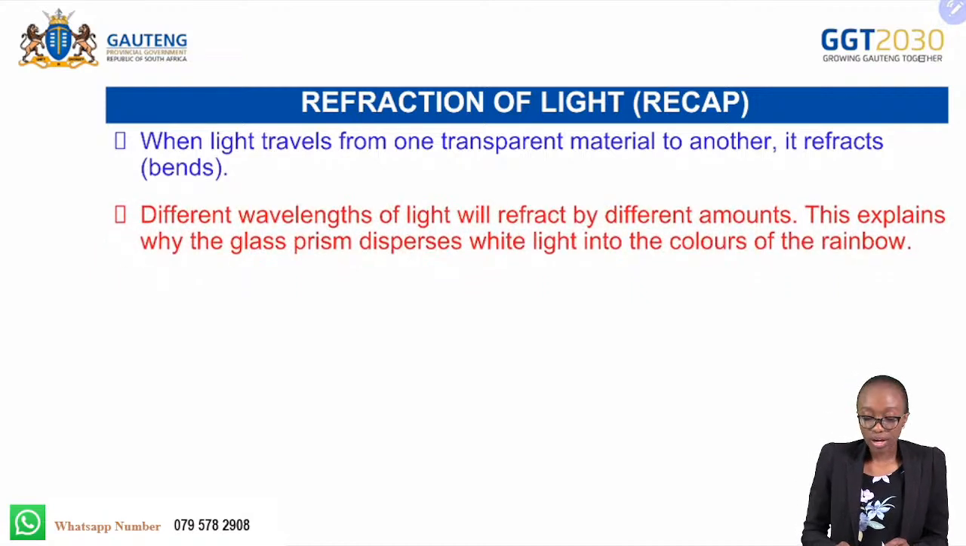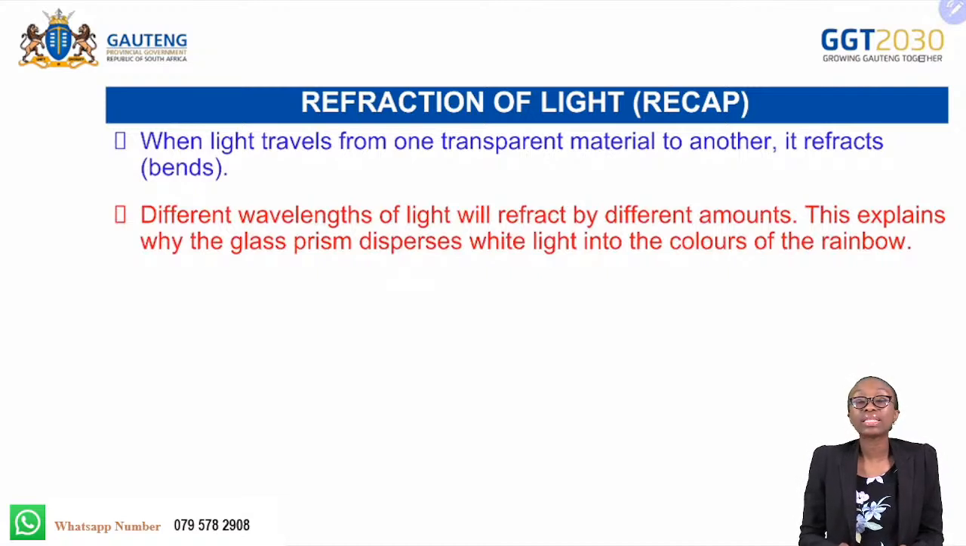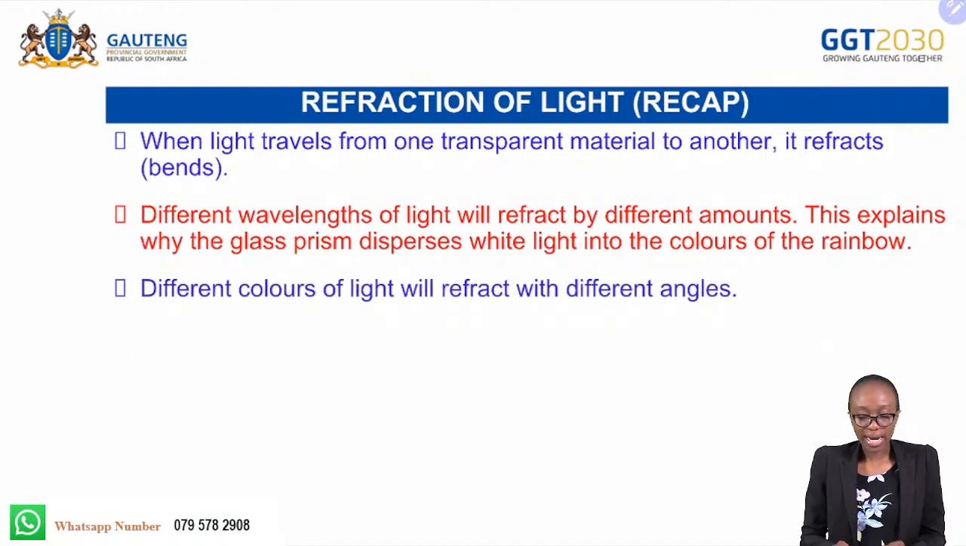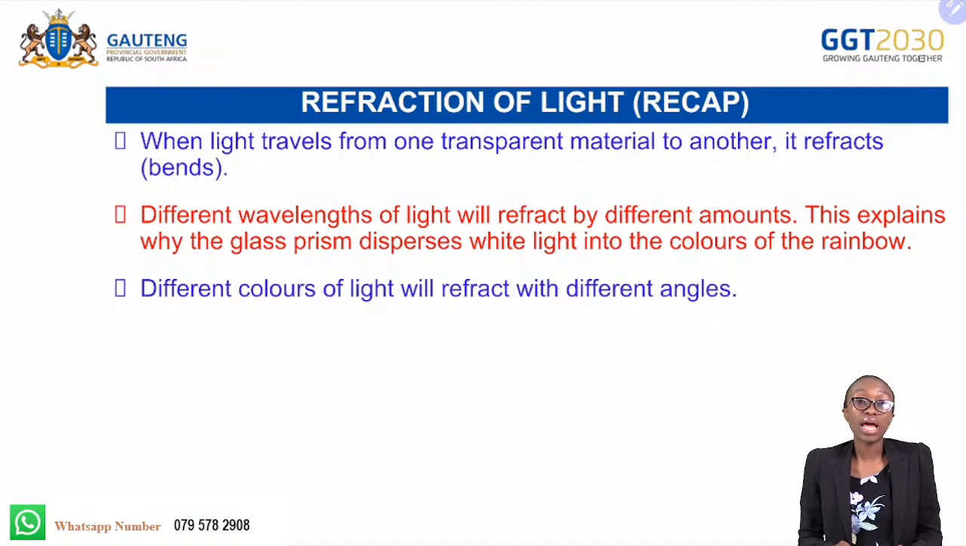Different wavelengths of light refract by different amounts, meaning they bend by different amounts. So this explains why the glass prism disperses white light into the 7 colors of the rainbow. The different colors of light will refract at different angles, so when we measure those angles, they are going to be quite different.